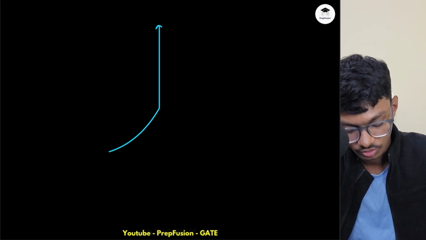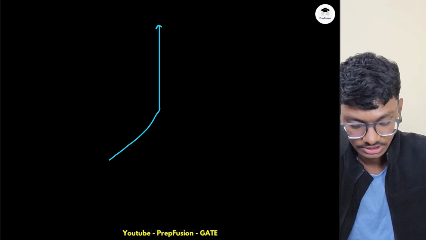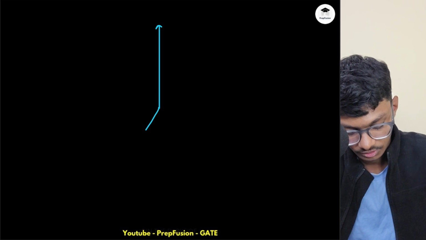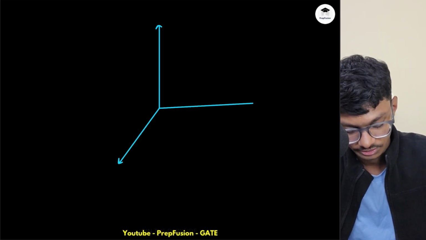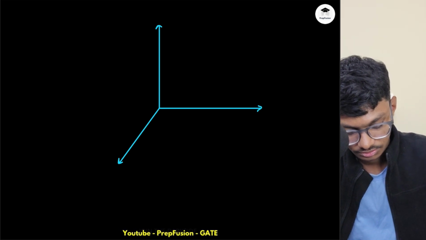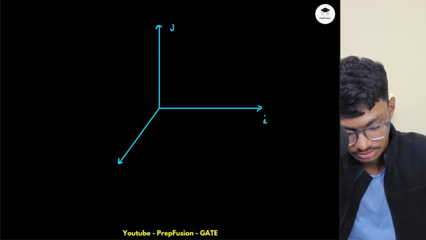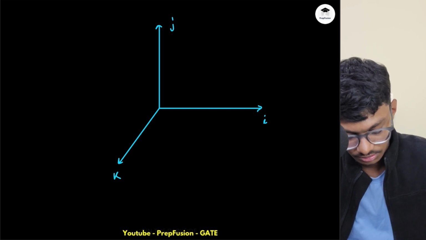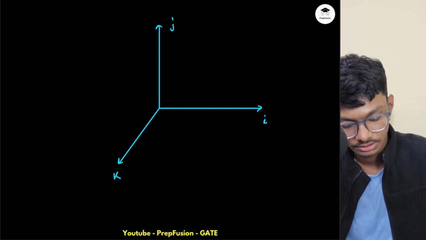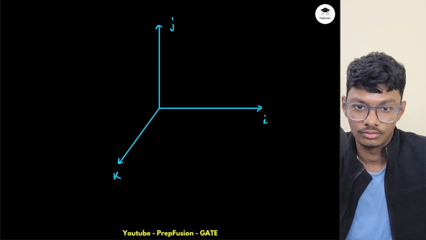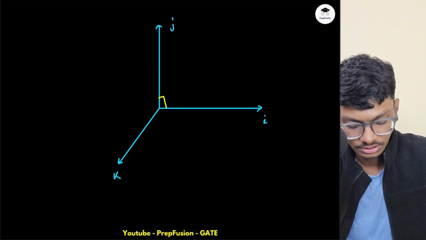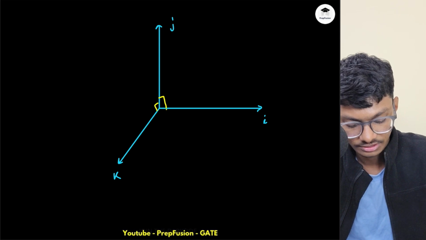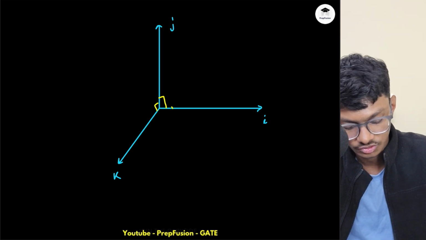Now let me draw the axes. Let me draw three axes, because this is a three-dimensional matrix, I mean a 3x3 matrix. This is I, this is J, this is K. So what do you mean by orthogonality? Basically, what do you mean by basis vectors? They are all 90 degrees apart, mutually perpendicular to each other.